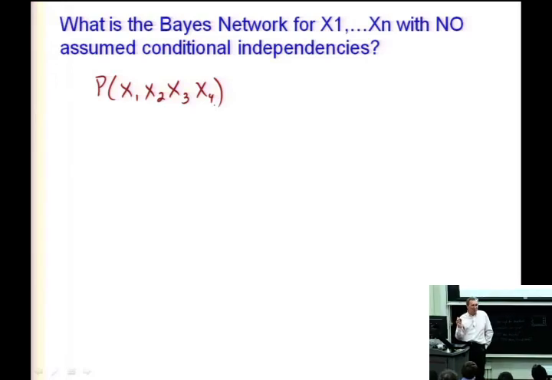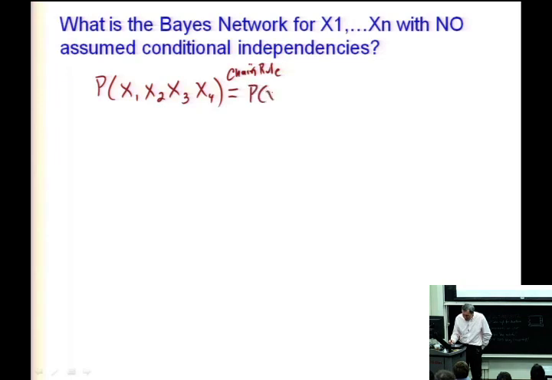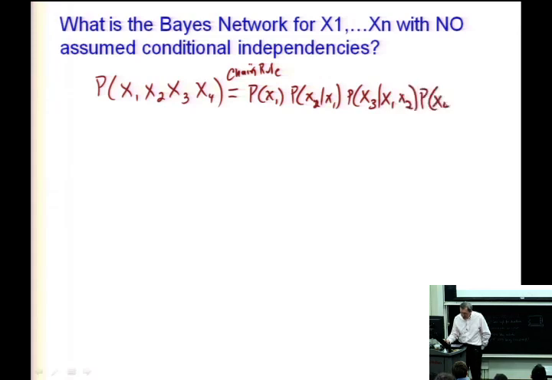Every node would be connected to all of its antecedents, but the question is, what are its antecedents? So let's do it this way. Let's apply the chain rule again. The chain rule says we can write this as P of x1 times P of x2 given x1, times P of x3 given what? x1 and x2, times P of x4 given what?